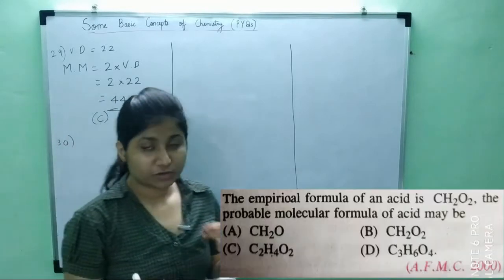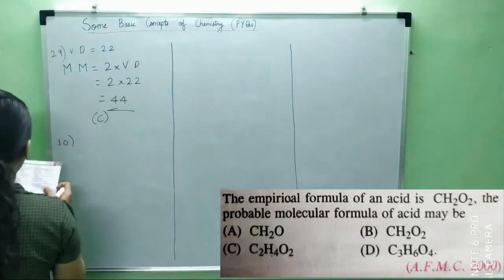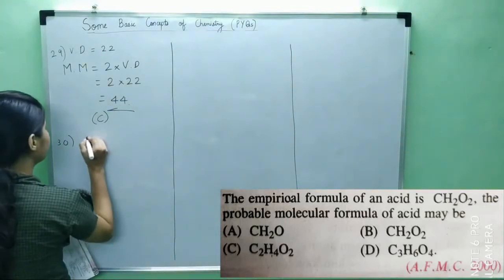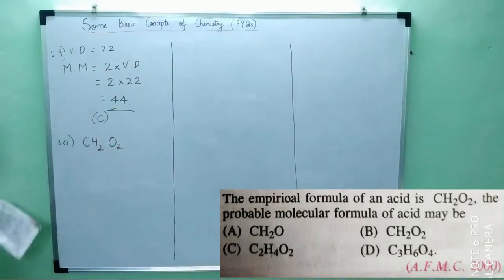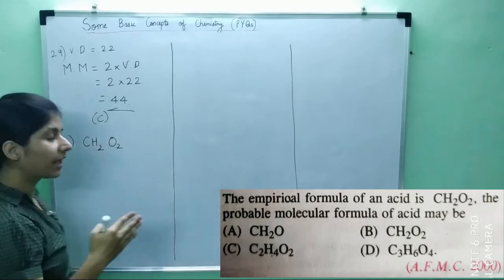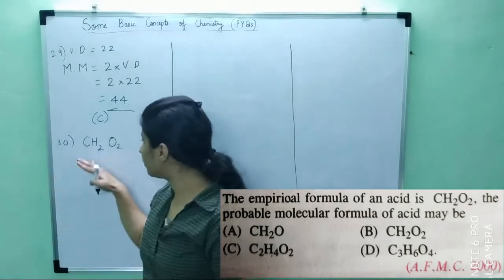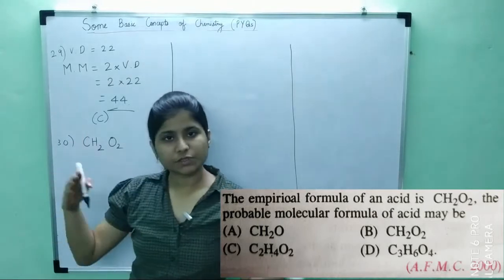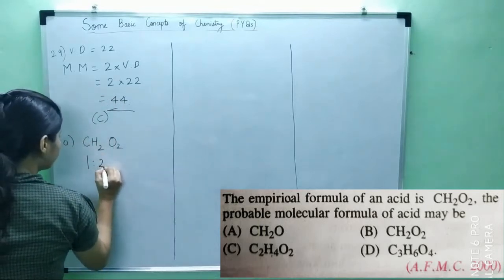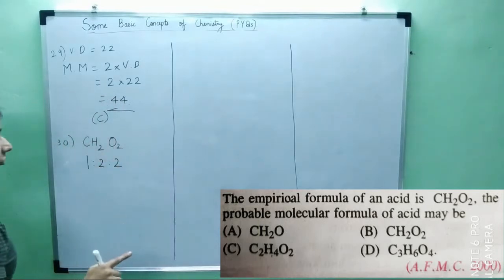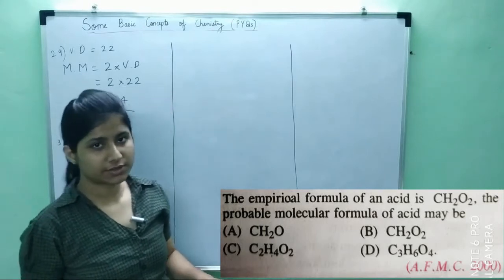So the empirical formula of an acid is CH2O2. The probable molecular formula of the acid may be. Okay. So CH2O2 is the empirical formula. Right. Now I have to see, if I have the empirical formula, I know even for the molecular formula the ratio would remain same. So carbon is to hydrogen is to oxygen would be what? 1 is to 2 is to 2. Even in the molecular formula. So I have to check for that molecular formula whether this ratio is maintained.